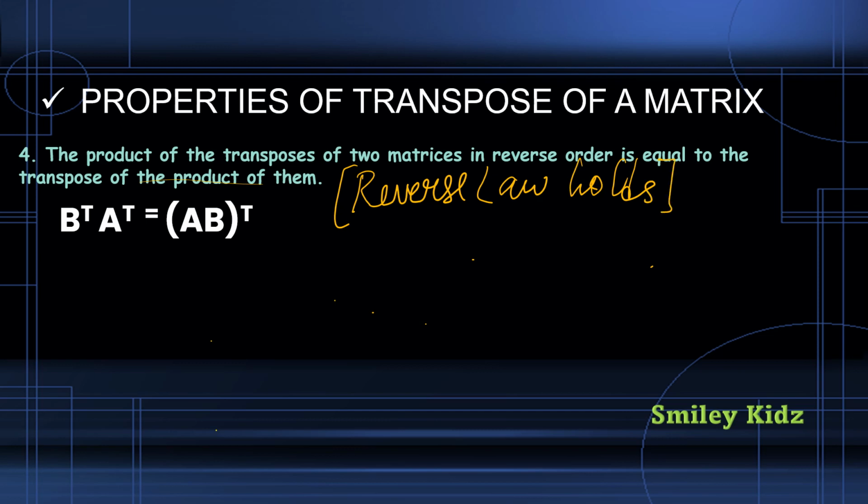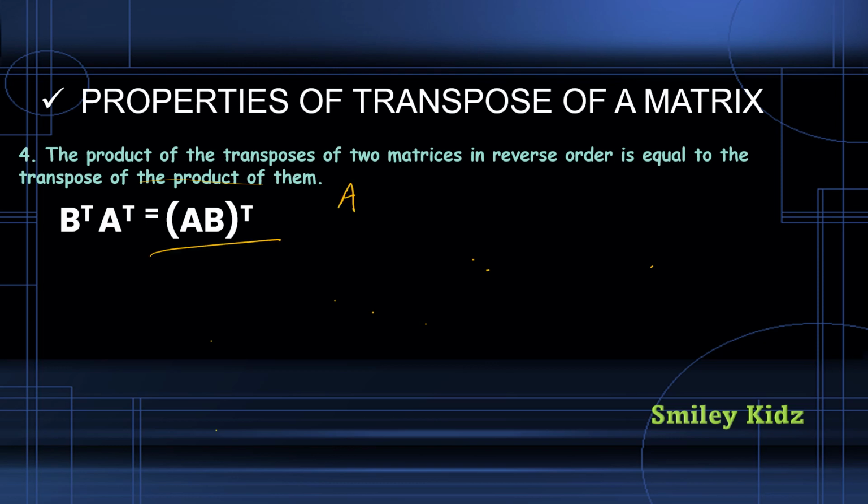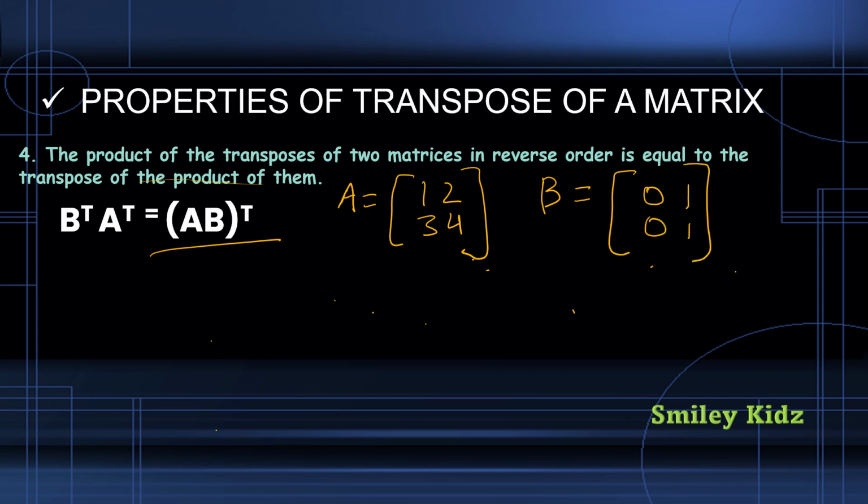Fine. Now let's verify this particular property. Here let's say my A is [1, 2, 3, 4], not being very complex, right? And B as [0, 1, 0, 1]. Fine. So (AB)^T, right? Firstly, I'm going to multiply A and B and then take its transpose.